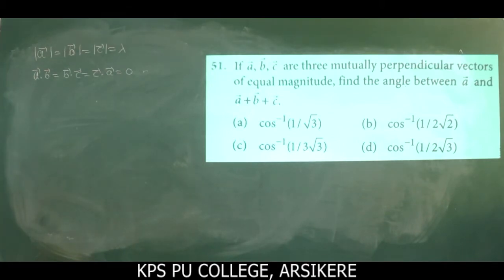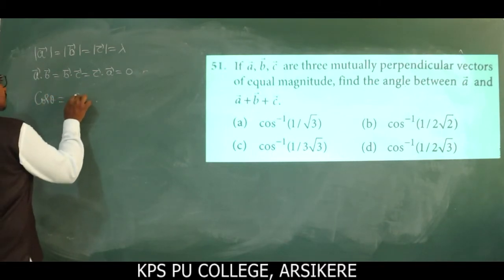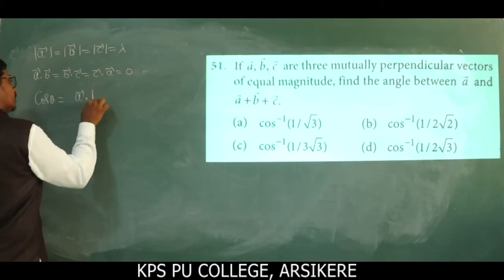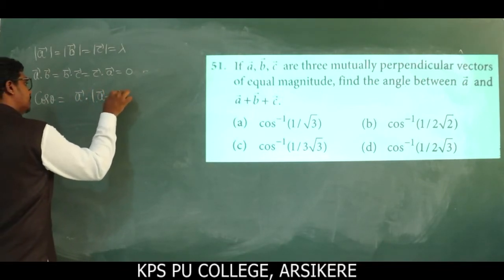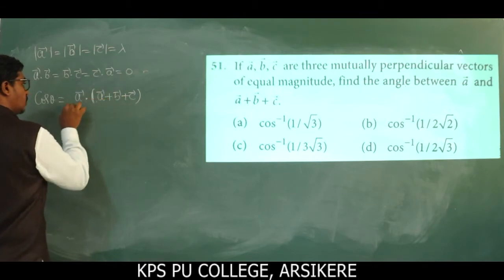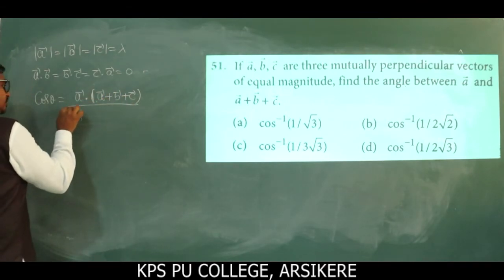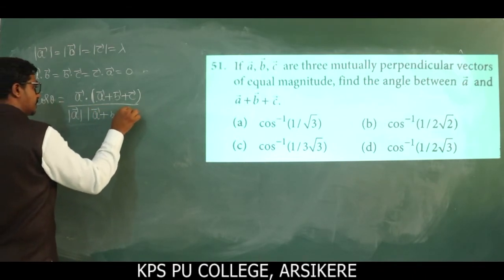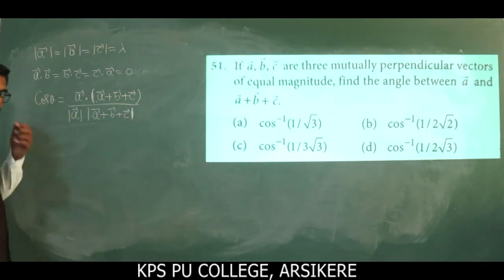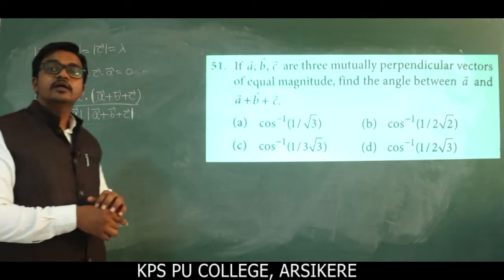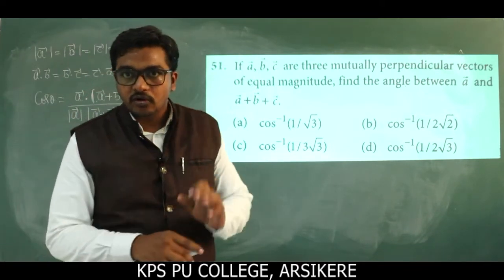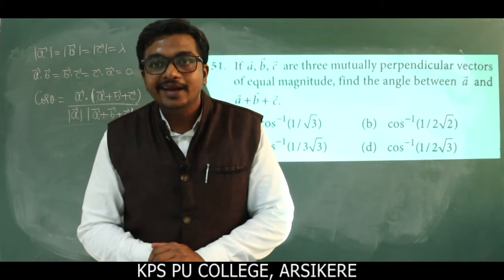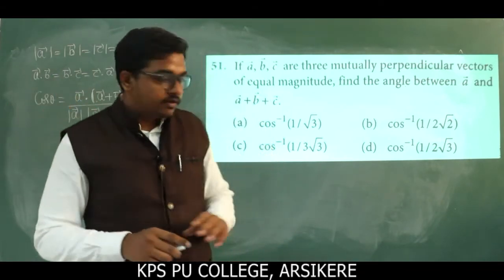And we need to find the angle between vector A and A plus B plus C. We have the formula: cos theta is equal to vector A dot vector (A plus B plus C), whole divided by the magnitude of vector A into the magnitude of vector A plus B plus C. Just like how we find the angle between two vectors, we have the formula cos theta is equal to vector A dot B divided by mod A into mod B. We follow the same thing here.